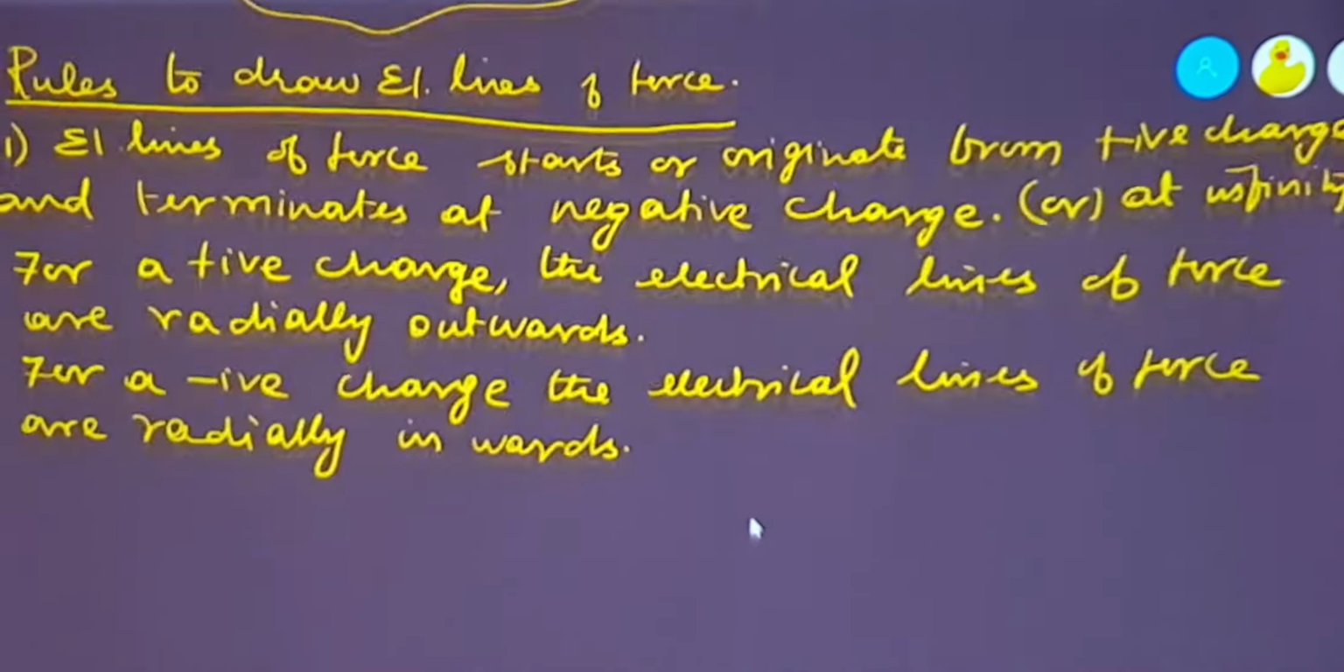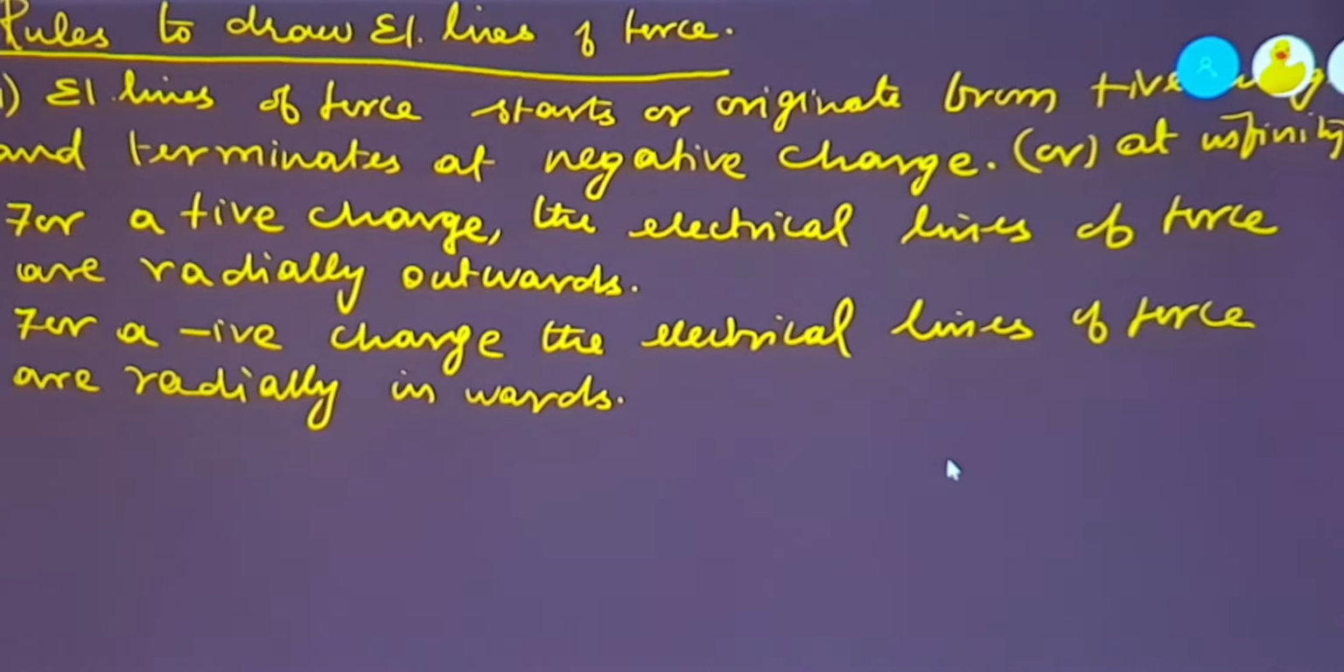Let us see again. You see, electrical lines of force originate from a point positive charge and terminate at a point negative charge or at infinity. If there is no negative charge, it will terminate at infinity. Then for a positive charge, the electrical lines of force are radially outwards.